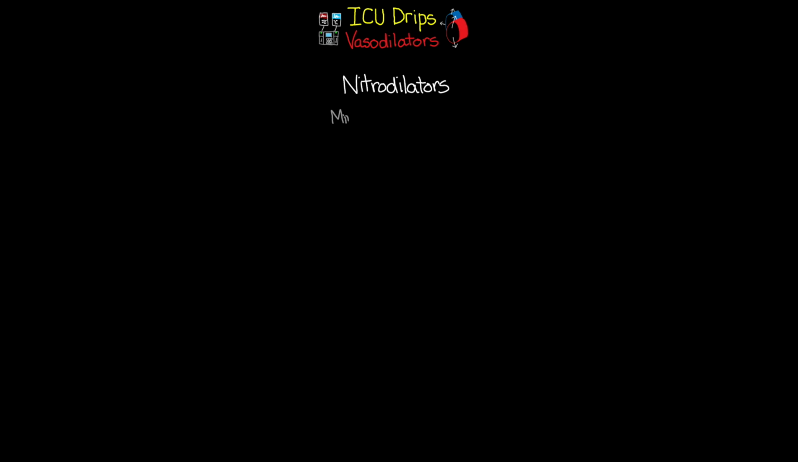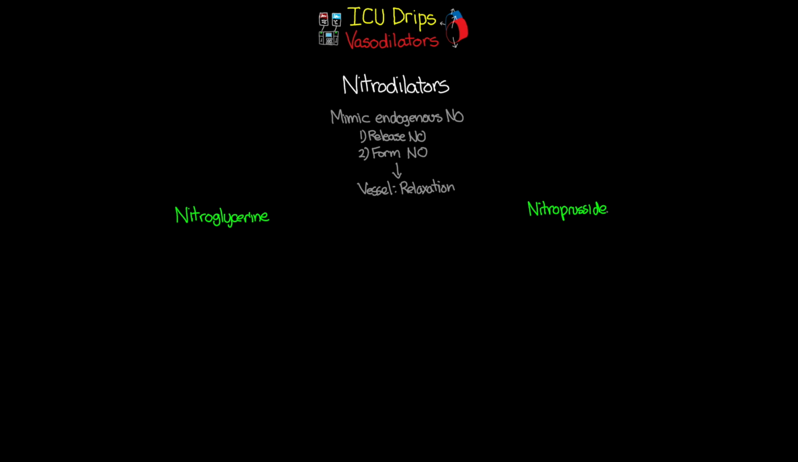So now essentially these medications, what they're going to do is mimic the effects of endogenous nitric oxide. And this is going to be by either releasing nitric oxide or forming nitric oxide within the tissue. And as a result, nitric oxide actually causes smooth muscle relaxation. Now for this class, there's two main medications that we're going to talk about. The first one is called nitroglycerin, and the other one is called nitroprusside, also called Nipride.